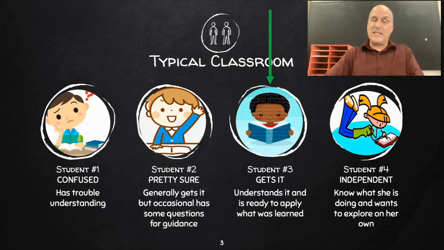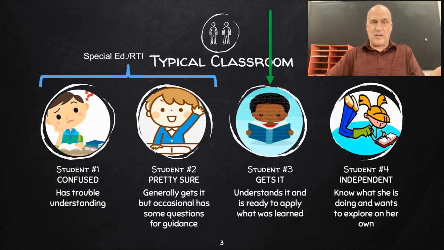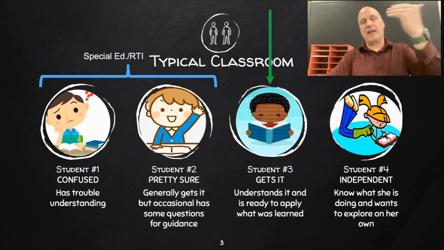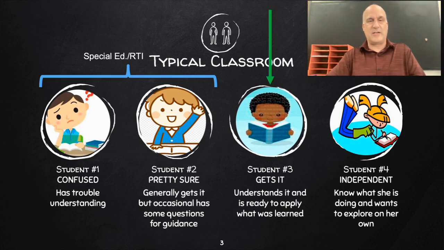Differentiating down means for these students down here who might be struggling, either because they're special ed or RTI, or maybe they're just struggling with the concept, we need to scaffold up. We need to give them supports. We need to give them the guidance to help them get to where we want them to get in the mastery. On the other end of the spectrum, though, is where we differentiate up.